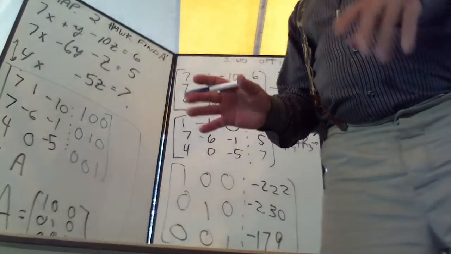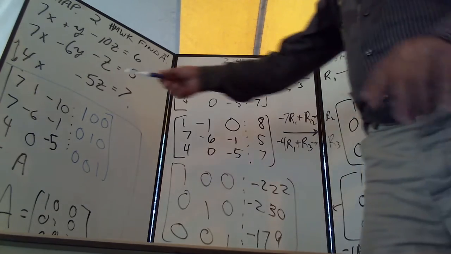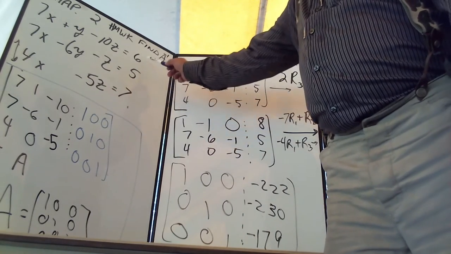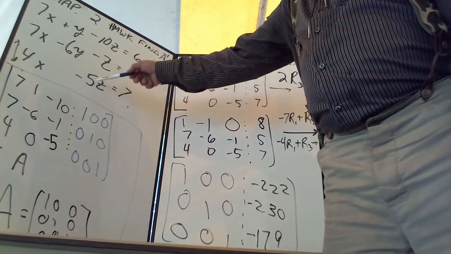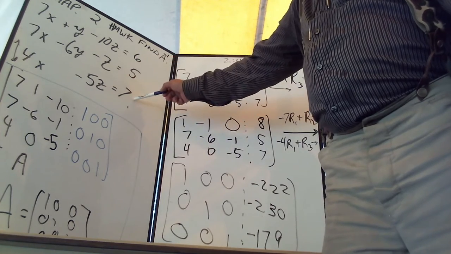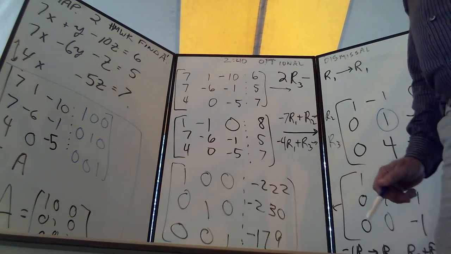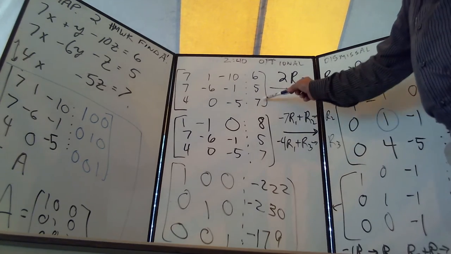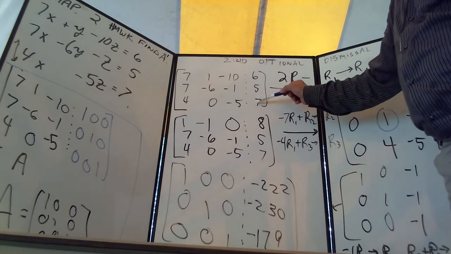Here's what we're going to do. Here is a 3x3 system of equations with constants on the right. Turned it into an augmented matrix. That's a chapter 1 idea.